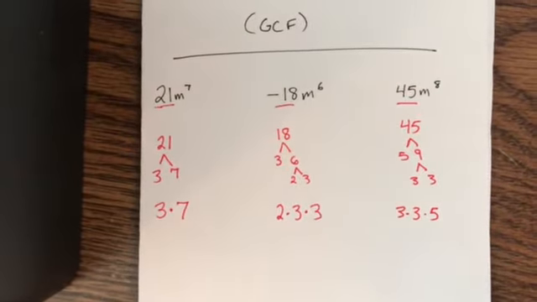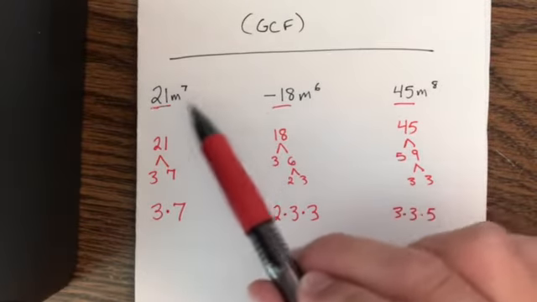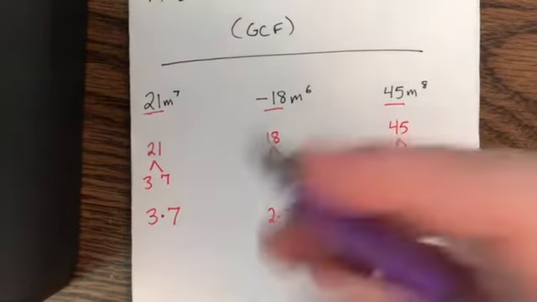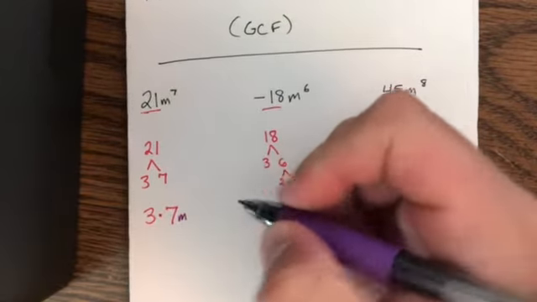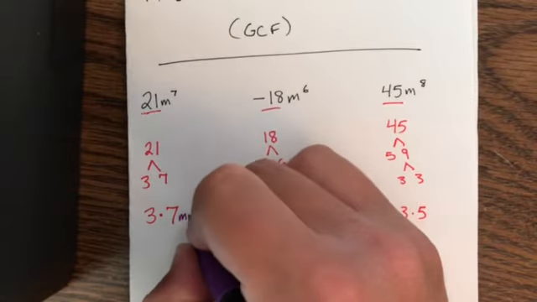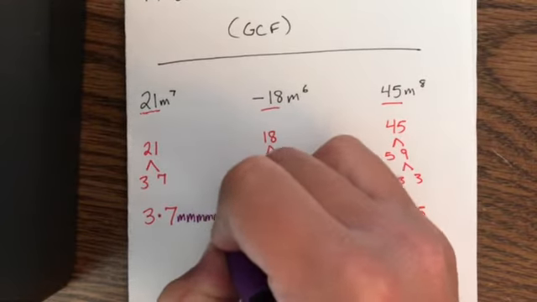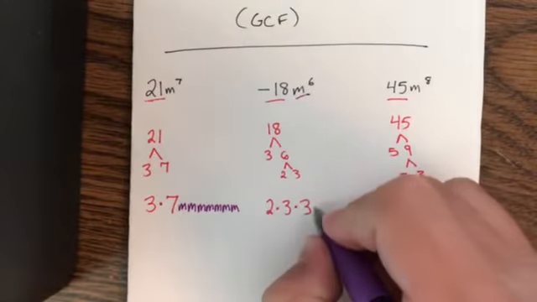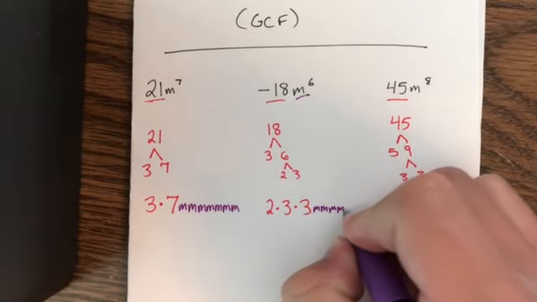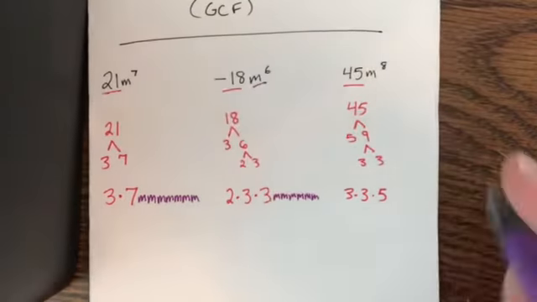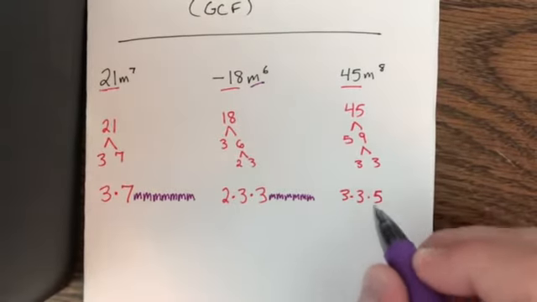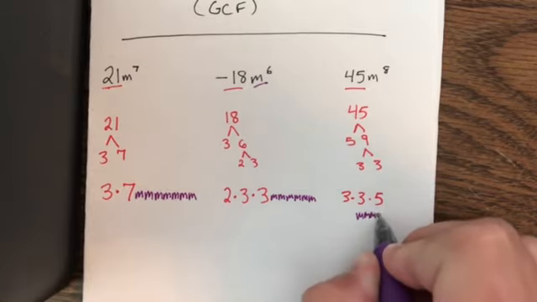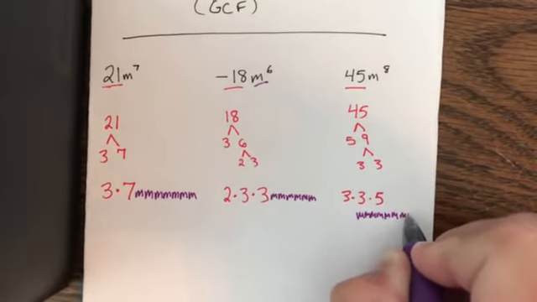Okay? And then we'll take just a moment, and we are going to consider this variable part. So m to the 7th, really all that means is m times itself 7 times. 1, 2, 3, 4, 5, 6, 7. M times itself 6 times. 1, 2, 3, 4, 5, 6. And then if I have enough room, I've got m times itself 8 times. Maybe I'll just write that just below here. 1, 2, 3, 4, 5, 6, 7, 8.